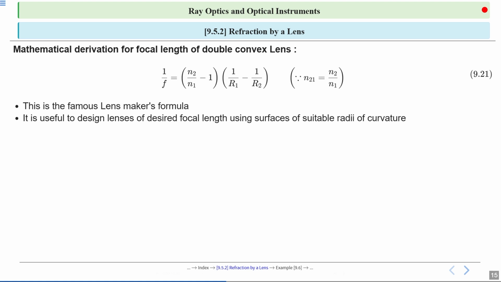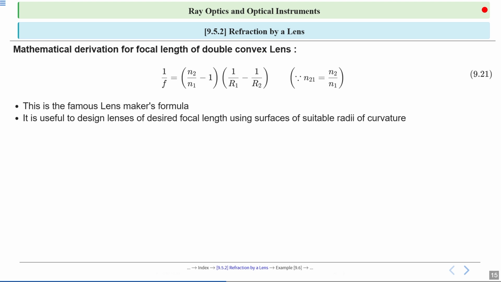That's why it's called lens maker's formula. Lenses are made of different focal lengths. In your spectacles also, lenses are being used. They are of different focal lengths according as required, according to your vision, according to the defect in vision. So that type of lens has different focal lengths and different radii of curvature.